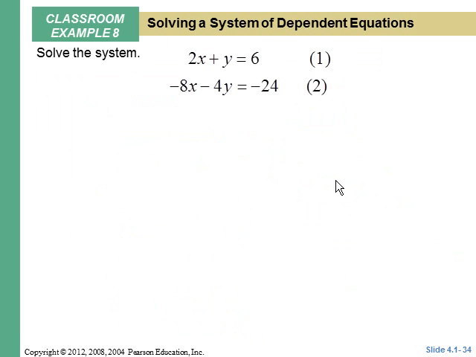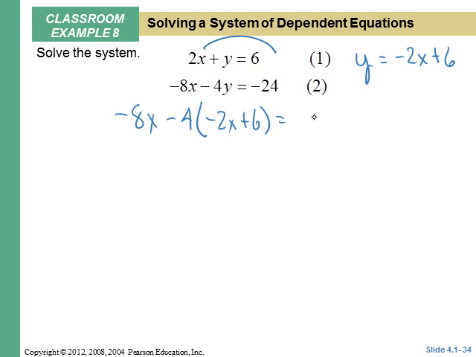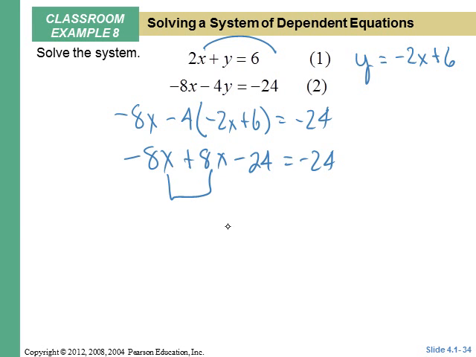There are special cases. Let's look at this first one. If we substitute the first equation into the second equation, y equals negative 2x plus 6, so I move the 2x to the other side, I get negative 8x minus 4 times the quantity negative 2x plus 6 equals negative 24. Negative 8x plus 8x minus 24 equals negative 24. Combine these two, they are 0. Negative 24 equals negative 24. Well, of course it's true.